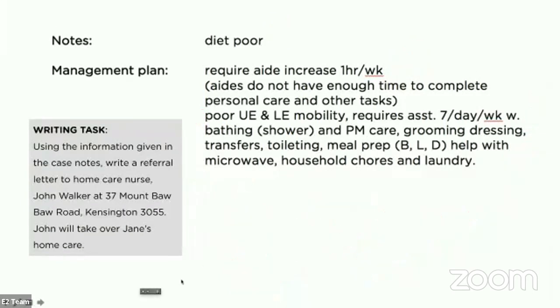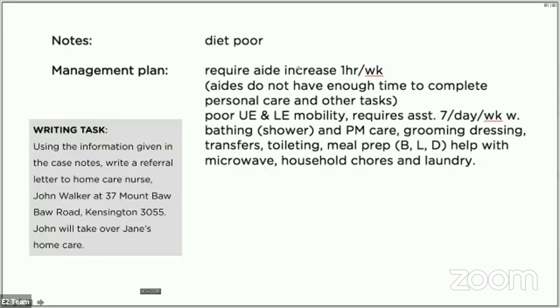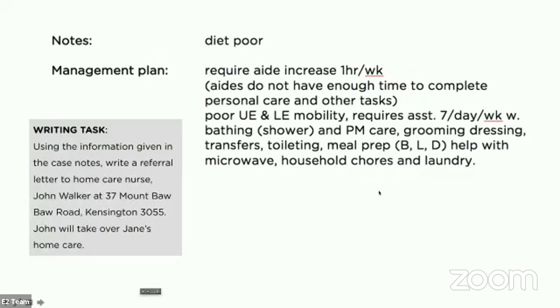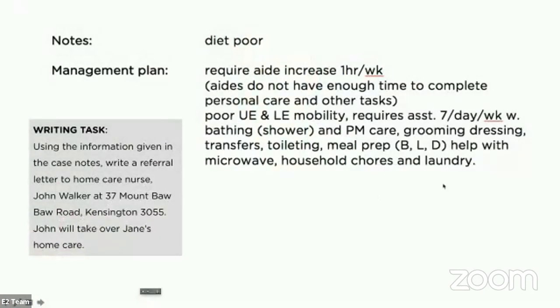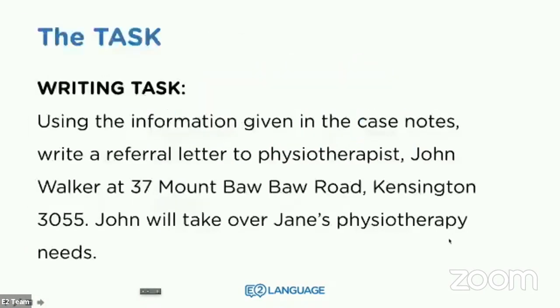Now let's go back and think about this one here, requires aide increase. I don't think it's relevant. That's something else altogether. Now you might have some different ideas about that. That's fine. That's not the point of what I'm doing. Now we're going to do it again. I'm going to change the task, and you're going to see how the task affects your selection of case notes. So let's look at this task. Please read this task.